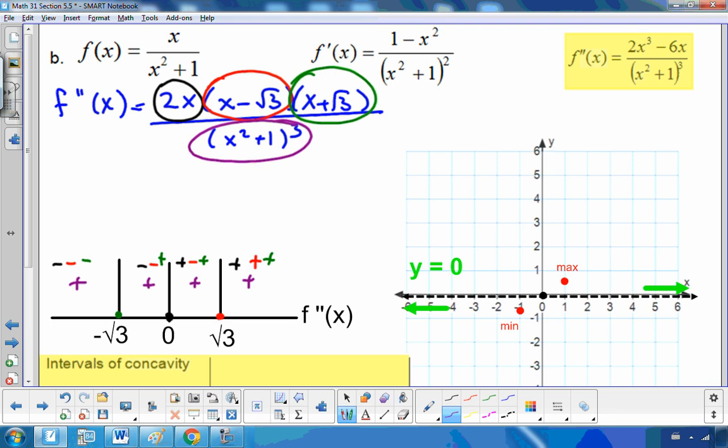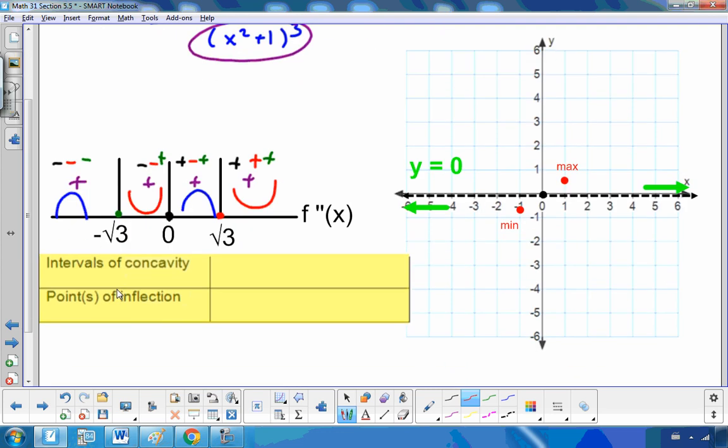Okay, so in my first interval, I have 3 negatives, which makes this concave down. Then I have 2 negatives, which is making that concave up. Then I have 1 negative, so that's concave down, and all positives, which is concave up. So intervals of concavity: it is concave up between negative root 3 and 0, or root 3 and positive infinity. And it is concave down from negative infinity to negative root 3, or 0 to root 3.